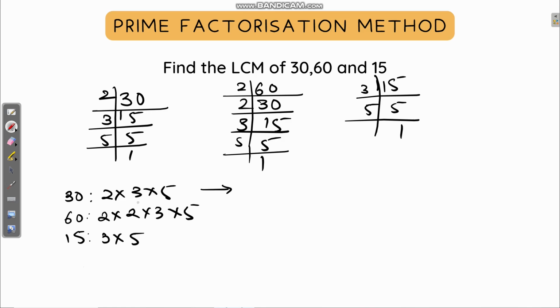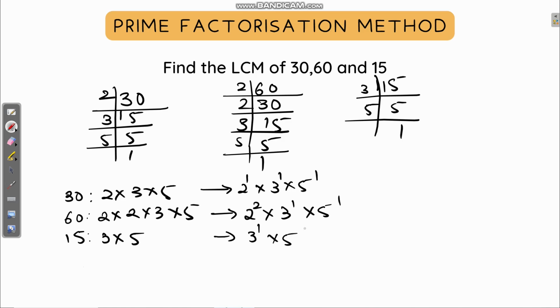Now we have to find each and every number, how many times it is coming. So 2 is coming once over here, 3 is also coming once and 5 is also coming once. Okay, in this 2 is coming twice, 3 is coming one time and 5 is coming one time. Okay, 3 is coming once over here and 5 one time. So now we have to take the final step, we have to take each and every factor maximum number of times it's coming.